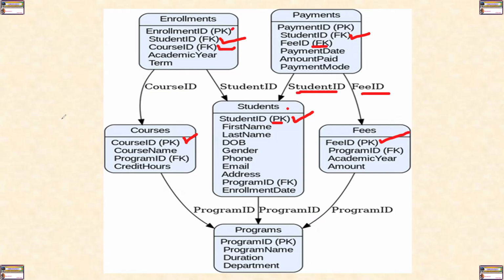We move on to courses. The courses table is related to the programs table. Through what? Through the program ID. So in the courses table, program ID is a foreign key, while in the programs table, program ID is the primary key. Also, the students table is related to the programs table through the program ID. So in the programs table, program ID is the primary key, while in the students table, program ID is the foreign key. The fees table is linked to the programs table through what? Program ID. Therefore, in the programs table, program ID is the primary key, while program ID becomes foreign key in the fees table.